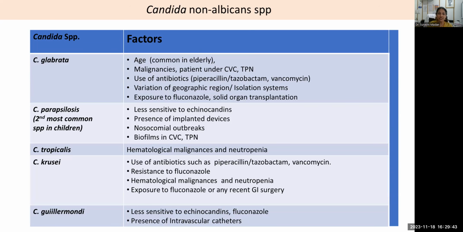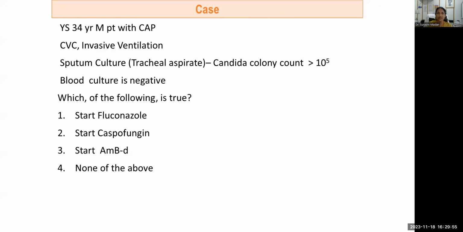And then there is this species which we do not very commonly see, that is Guilliermondii. The names keep on changing. And it is less sensitive to echinocandins and fluconazole. Again, presence of intravascular catheters is a risk factor.